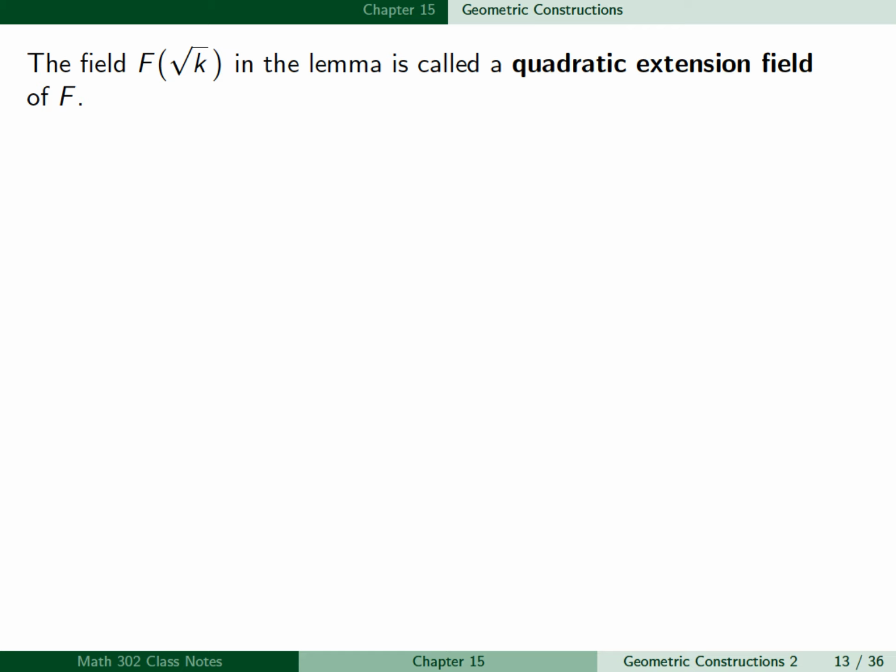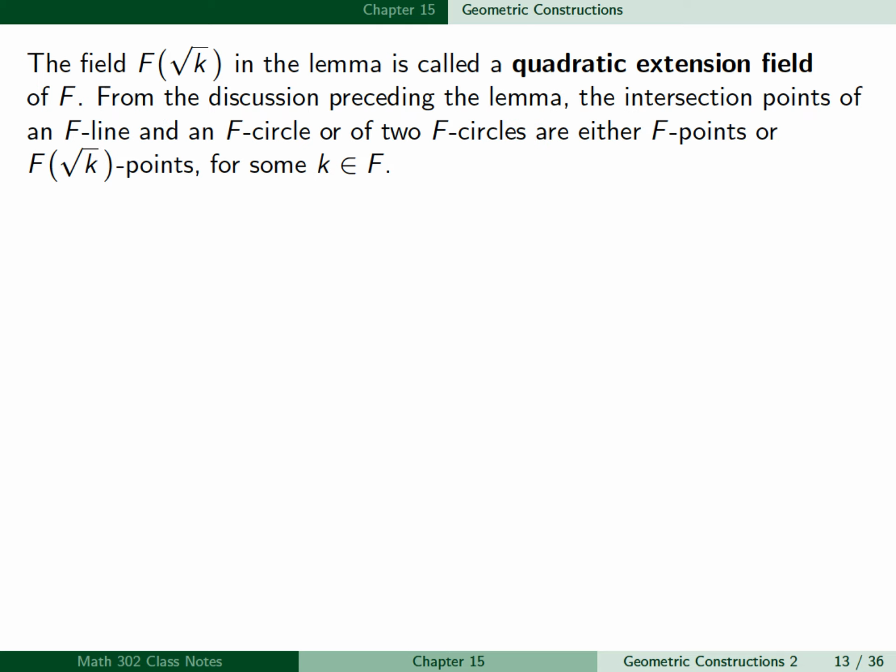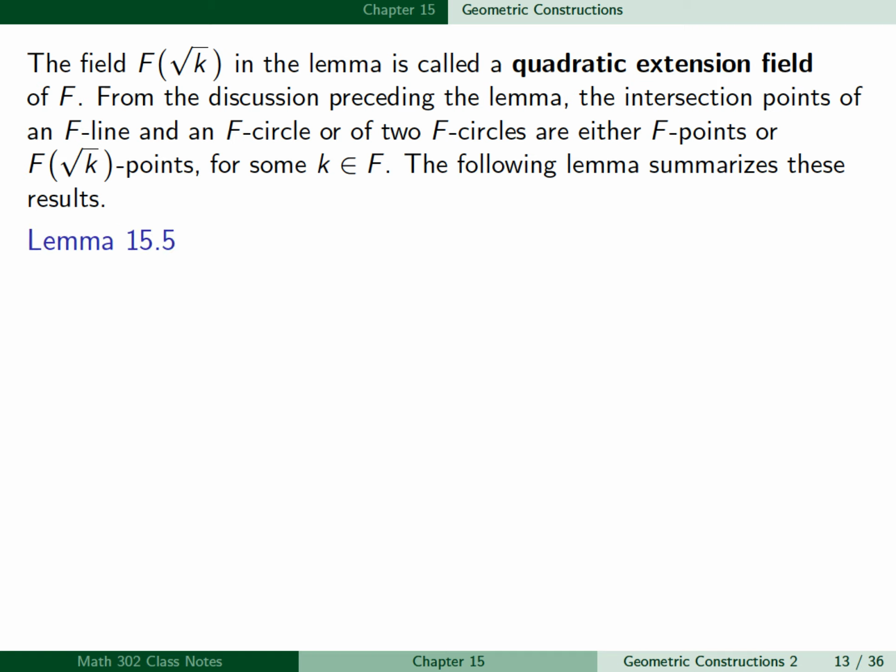Now the field F(√k) in the lemma is called a quadratic extension field of F. So we're essentially attaching the square root of k to the elements in F. Now from the discussion preceding the lemma, the intersection points of an F line and an F circle, or of two F circles, are either F points or F(√k) points for some k in F. The following lemma summarizes these results. So this is lemma 15.5.